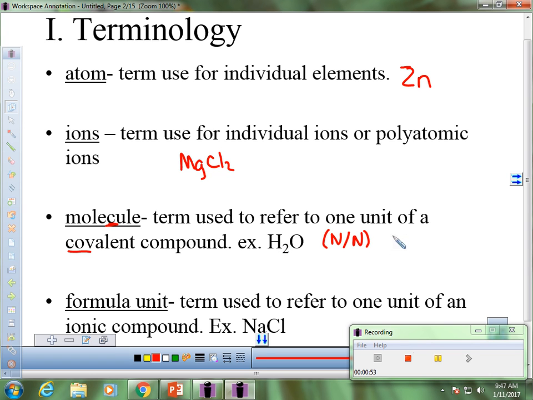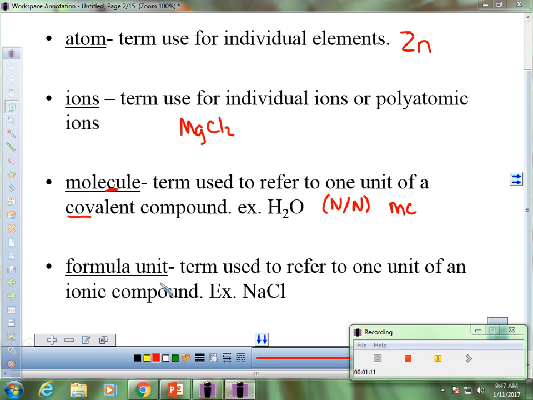We're going to abbreviate molecule as MC. And then our last one is formula unit. If it is an ionic compound, and that's between a metal and a nonmetal, and that's when we have to swap the oxidation numbers, where we're going to be switching those oxidation numbers, then this is called a formula unit. So we're going to abbreviate that FU for formula unit. So this is vocabulary that we're going to be doing.